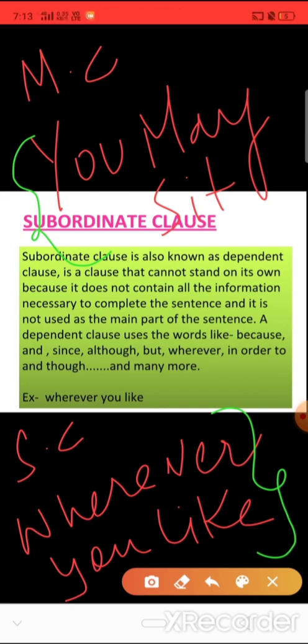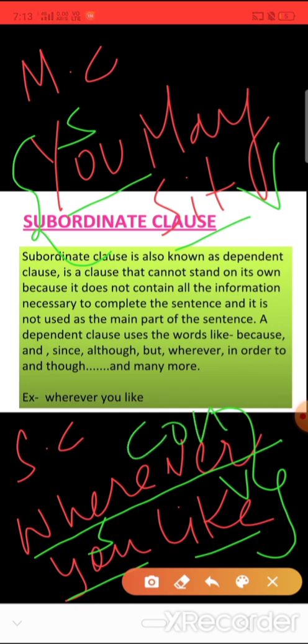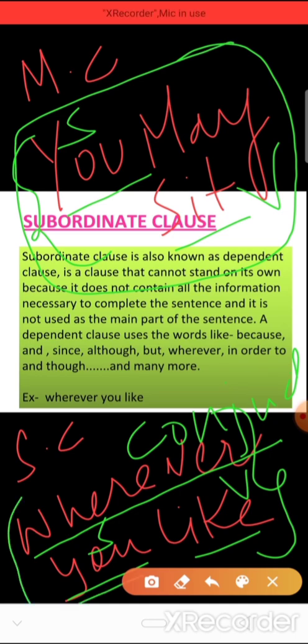We can compare both the things. The main clause has a subject plus verb. In the same way, the subordinate clause also has a subject plus a verb. But the thing is that wherever, that is the conjunction, is making it a dependent clause because it needs a main clause to complete it. But if I say you may sit wherever you like, then it is a complete sentence. That means the main clause is there to always complete a subordinate clause.